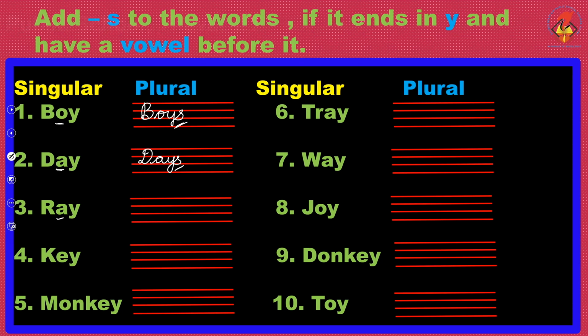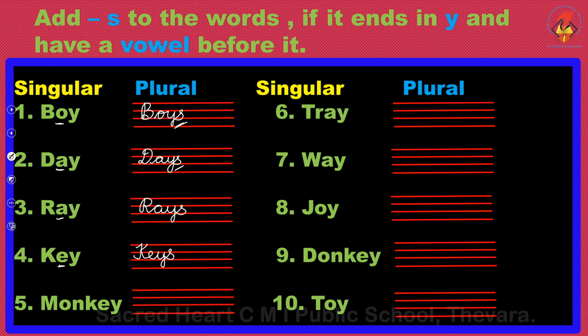Ray, ending with Y and has a vowel before it. R-A-Y-S. Ending with S to make it as a plural. K-E-Y, key. It's having a vowel before it. So you will write K-E-Y-S. Simply add S to make it from singular to plural.